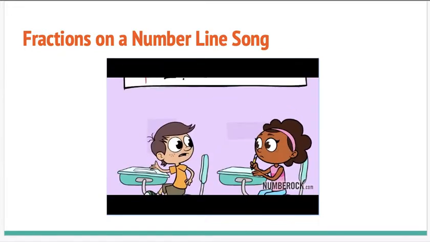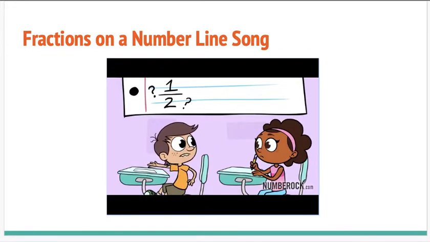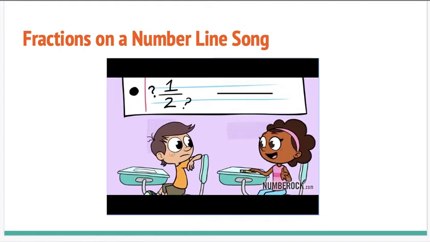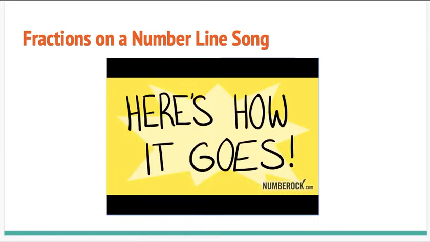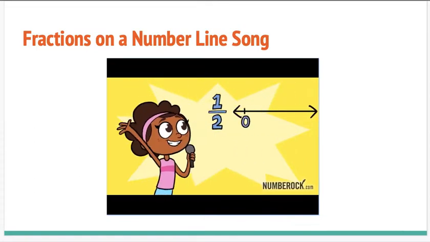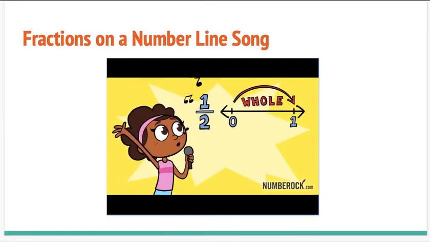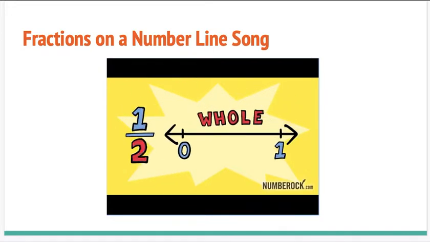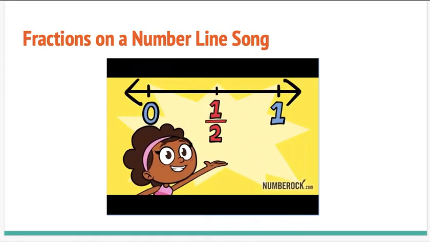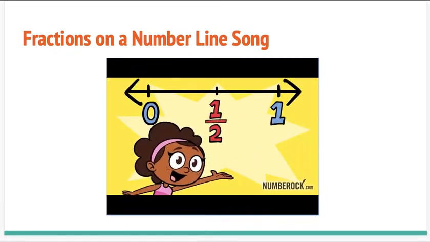I asked my friend if she could help me find where to write 1/2 on the number line. She said, First draw a line with 2 arrows. Then she sang a song. Here's how it goes. 0 to 1 is the whole that we split apart. The denominator tells us into how many parts. Make a line that starts from 0 to the first mark. And 1/2 is what you'll find when you get that far.